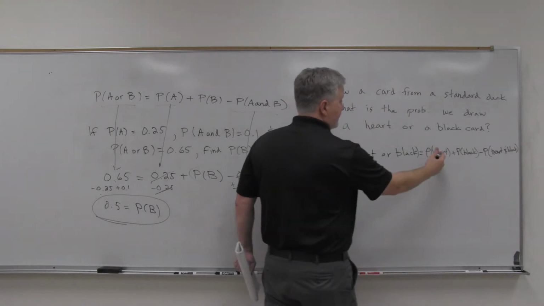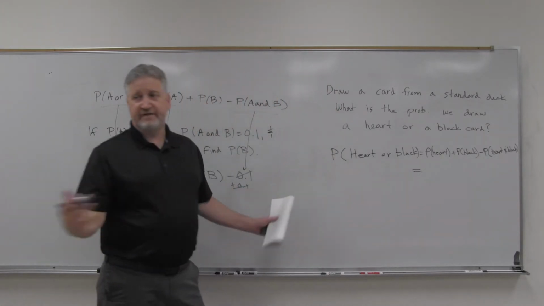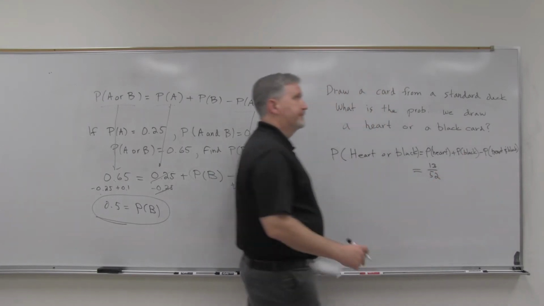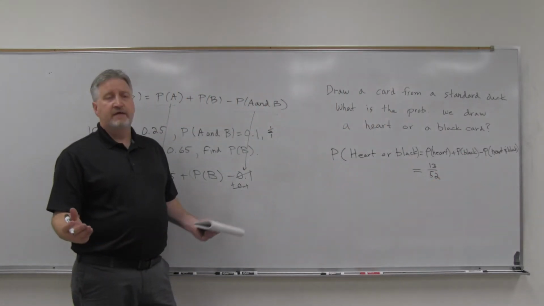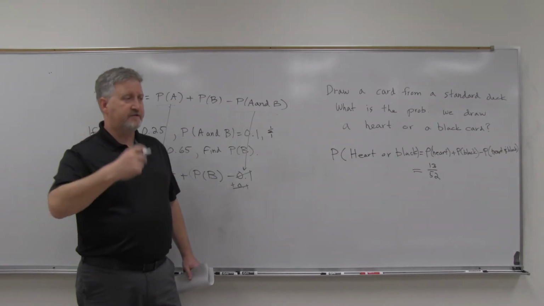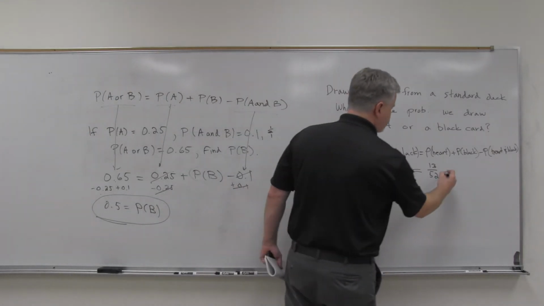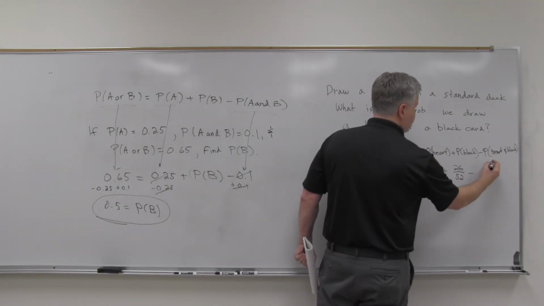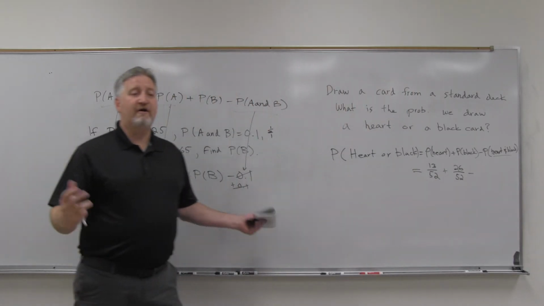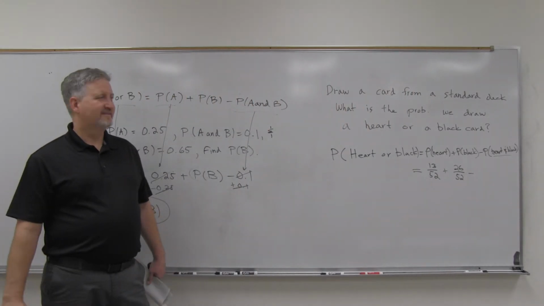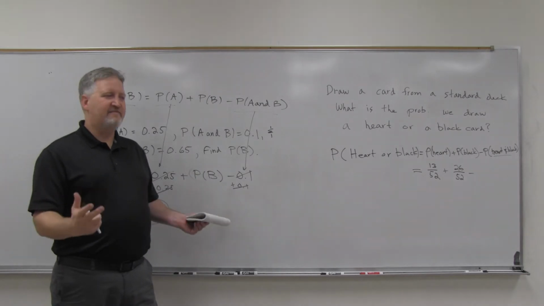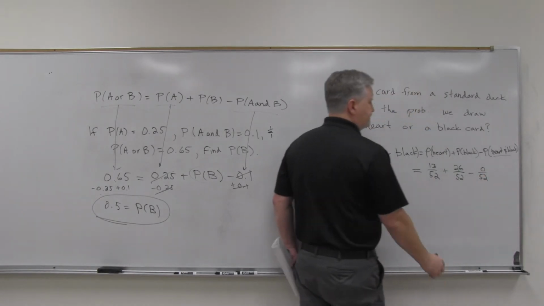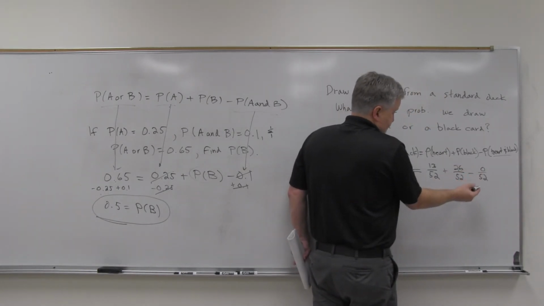Heart is one of the suits. There are 13 hearts in the deck out of 52. Black cards are spades and clubs. Two suits are black, so there are 13 spades and 13 clubs, which is 26 black cards. But what about both heart and black at the same time? Can you have a heart that is black? No, you can't have that happen. So that's 0 out of 52, which is 0.